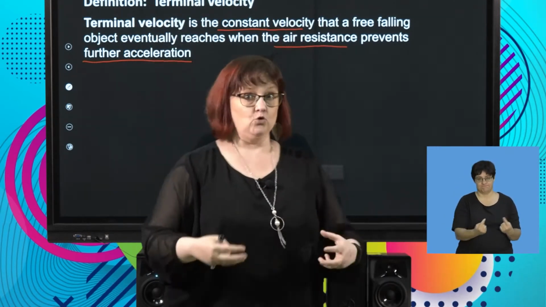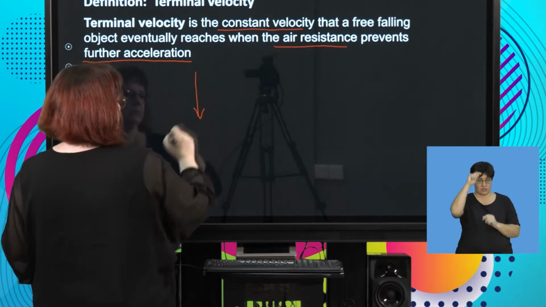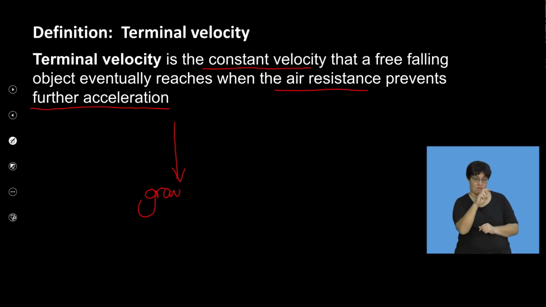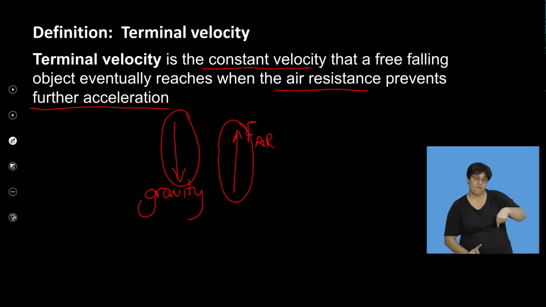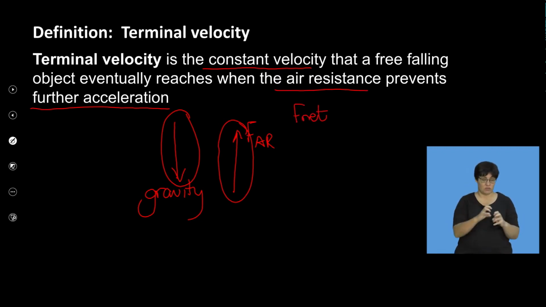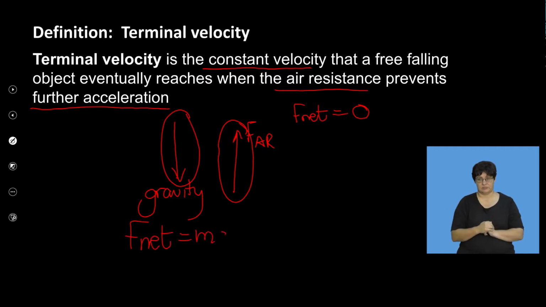An object falls because of gravity. While it's falling, air resistance moves up. When this force and that force are equal, the net force on the object is 0. And we know from Newton's second law that F net equals ma. If F net is 0, a is 0. It won't accelerate. And that's what skydivers use.